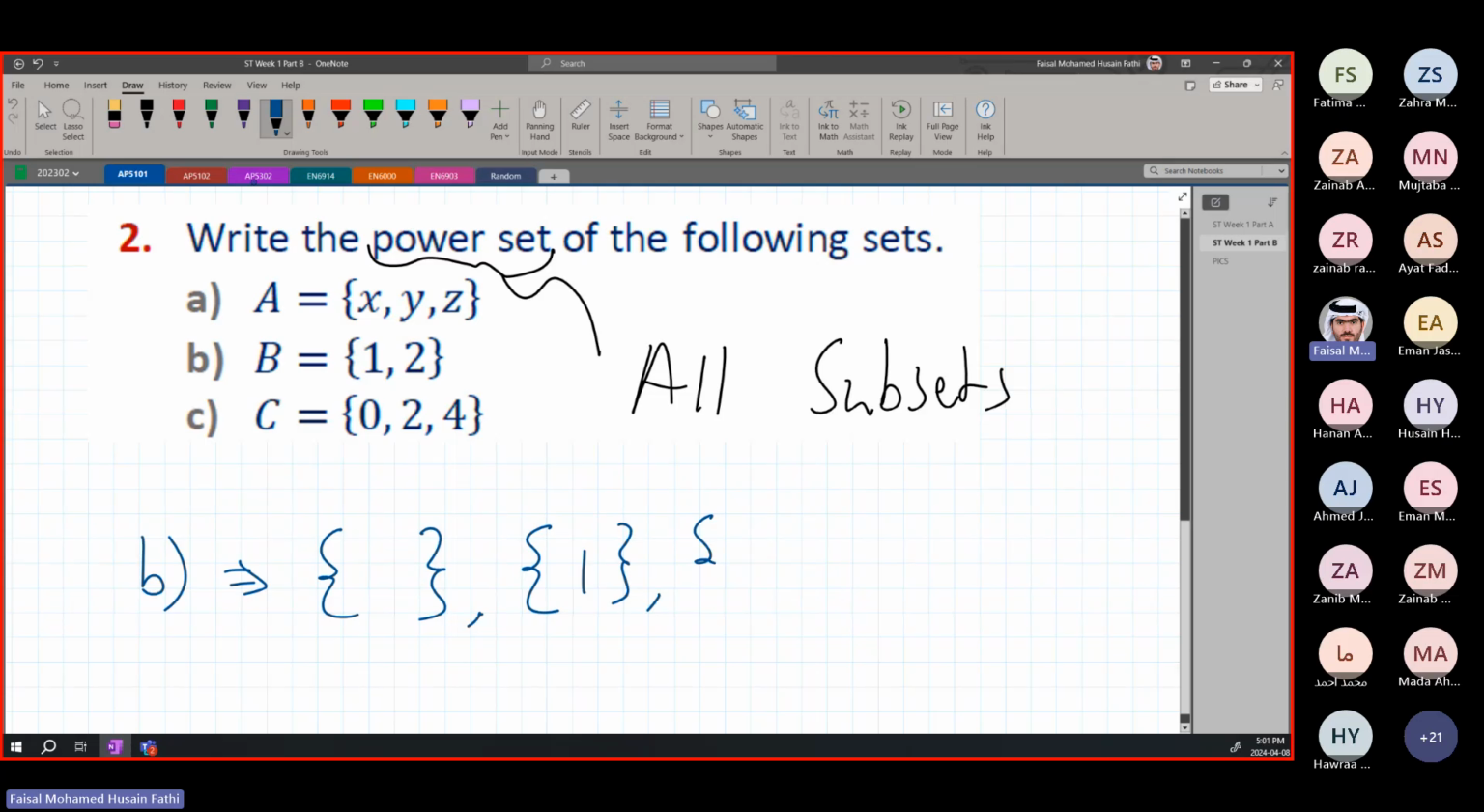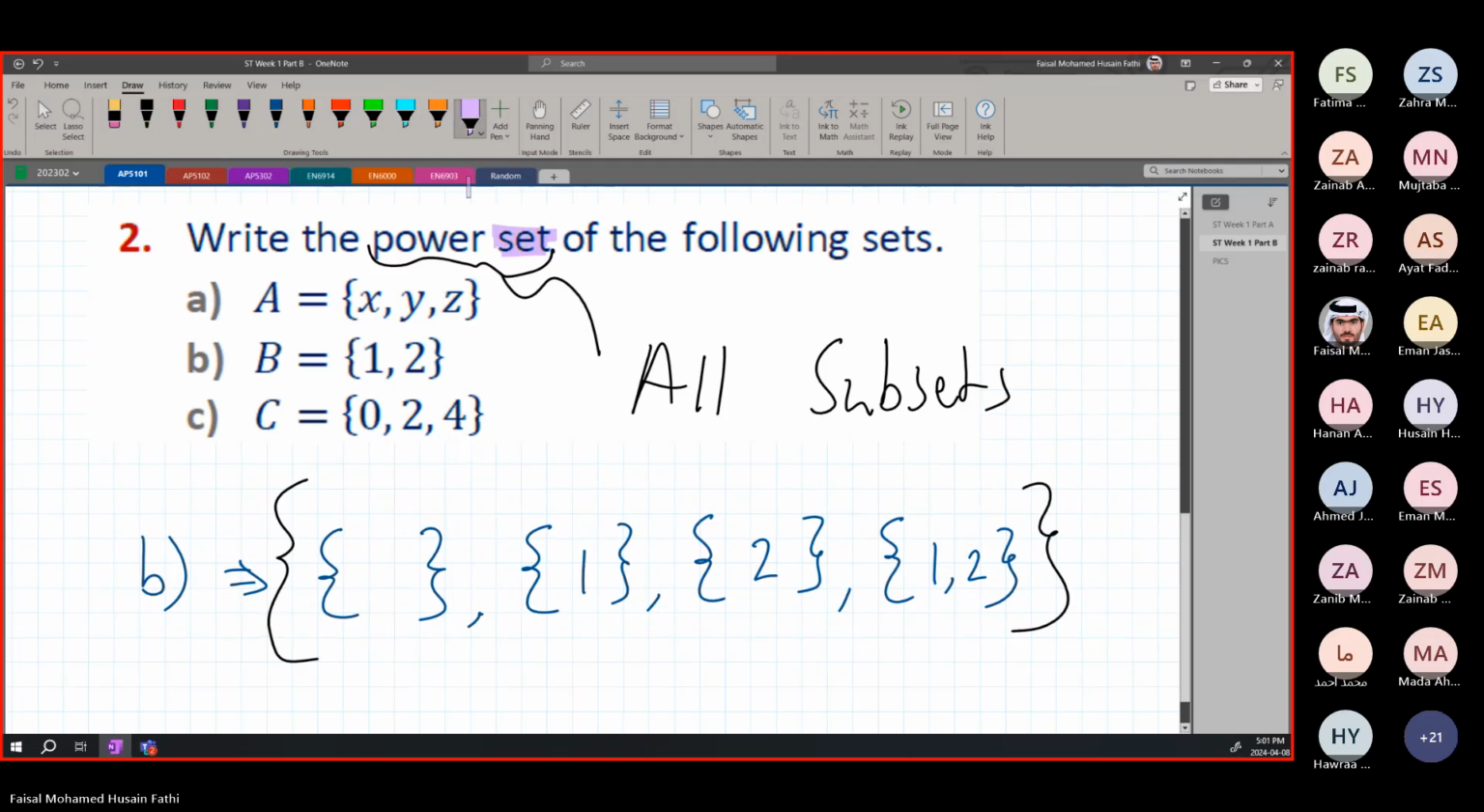The next one is 2. And the next one is 1 and 2 together. And all of this is going to be within its own set. Then remember, this is a power set, so this has to be a set as well. Okay. So this is the power set, this whole thing from here till here. It is a set within a set basically.